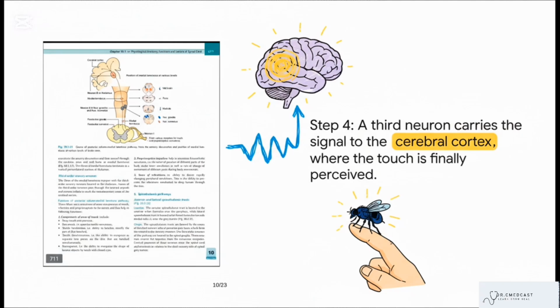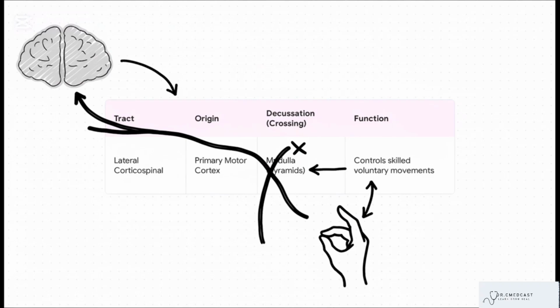The journey is complete. So let's just quickly recap the main motor pathway we focused on. It's called the lateral corticospinal tract, and it's what controls all your fine, skilled movements. It starts in the motor cortex. But the crucial point, the main event, is its decussation, its crossing point, which happens in the pyramids of the medulla. And there you have it.